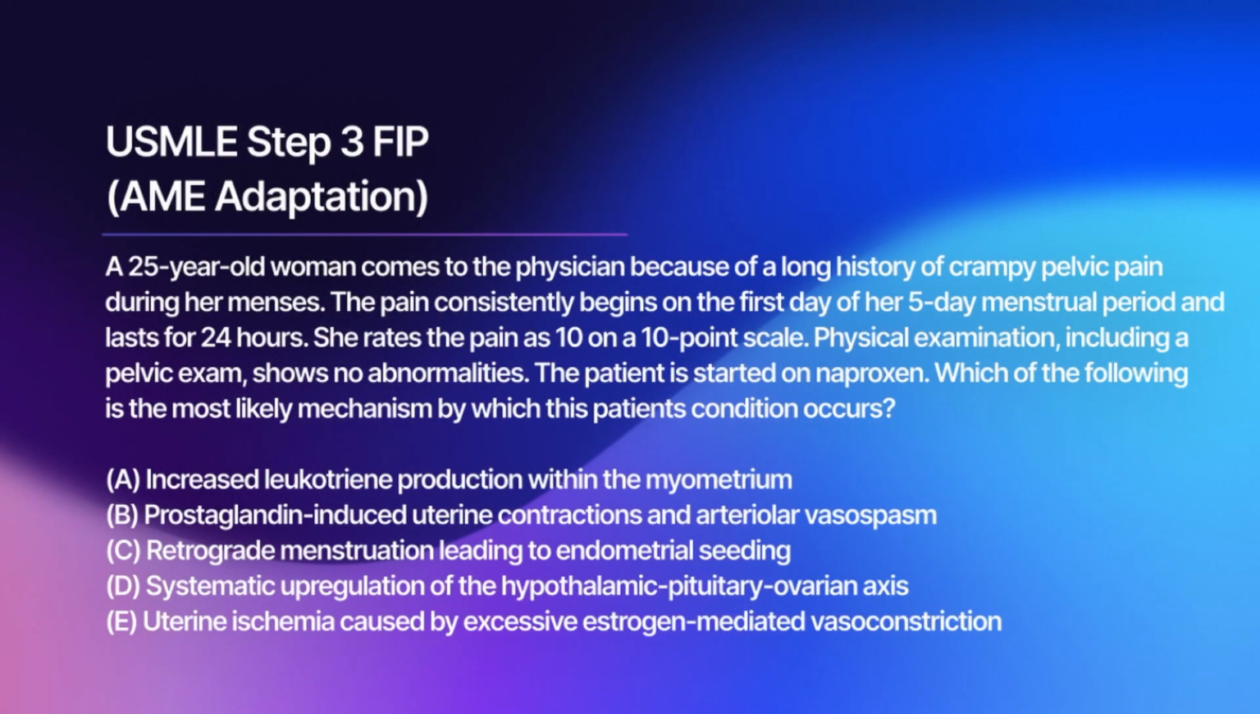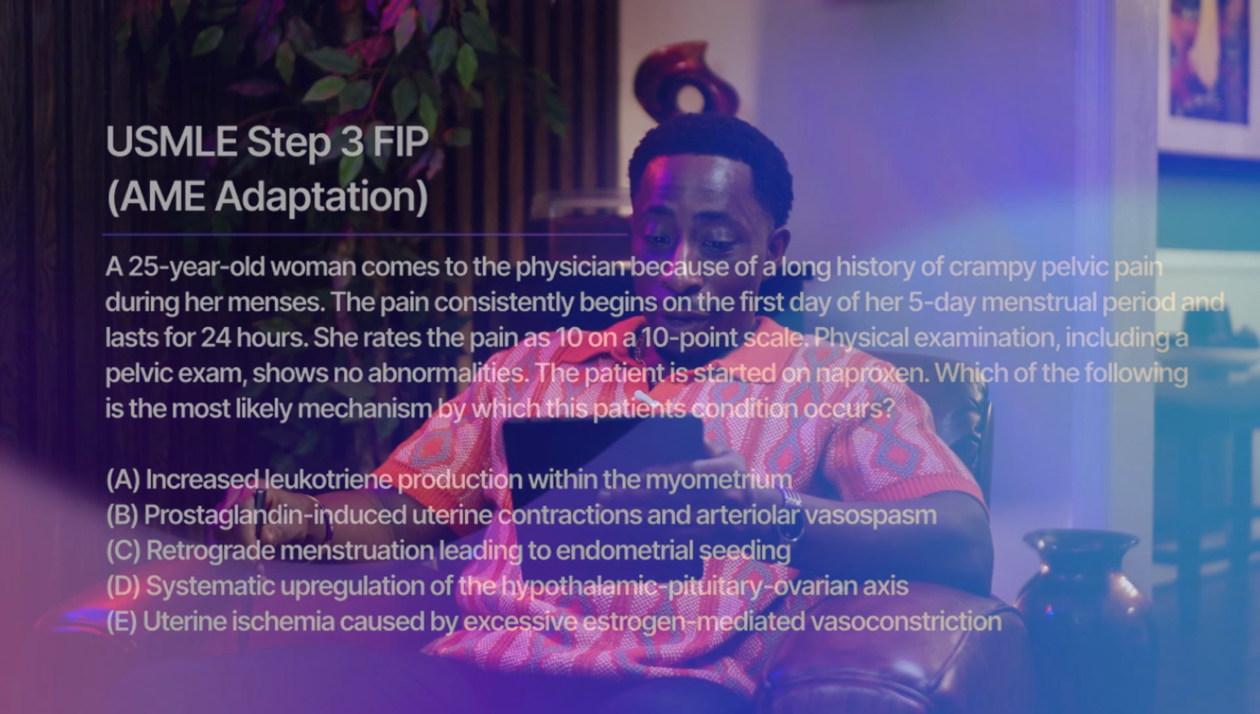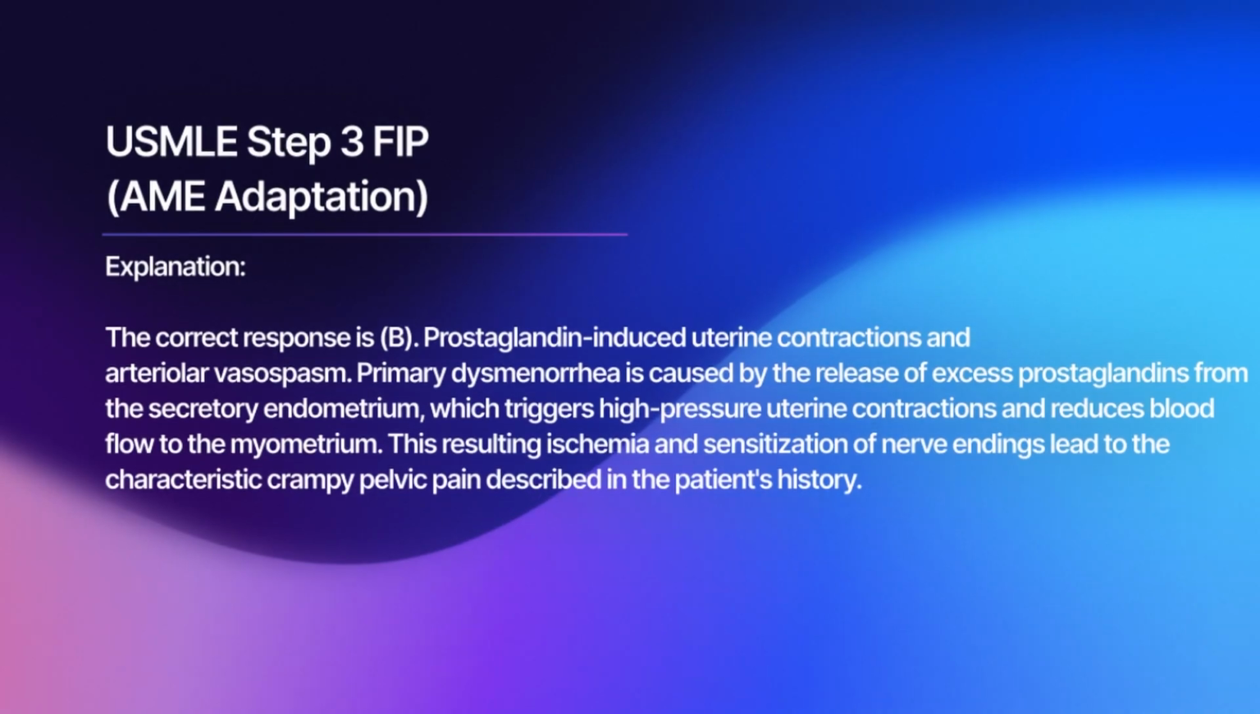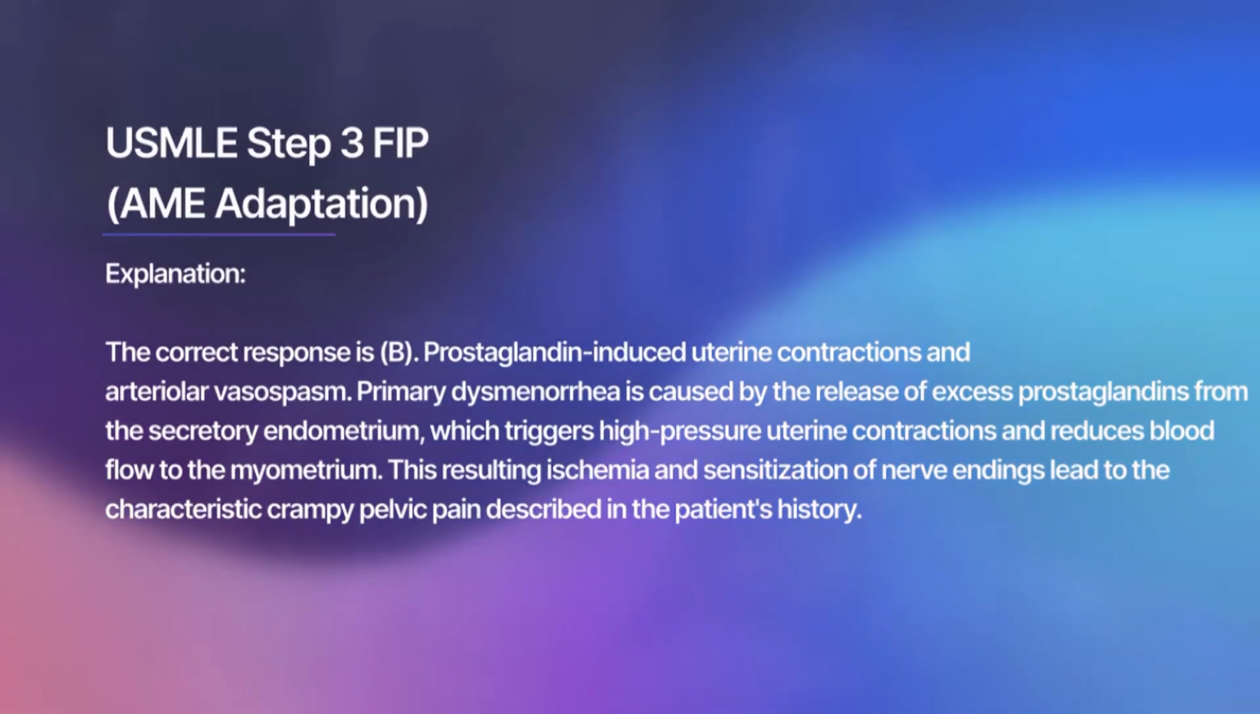B, prostaglandin-induced uterine contractions and arteriolar vasospasm. What do you think? That sounds like it could be right. I mean, it's prostaglandins. I'm liking that. Uterine contractions, that tracks. Arteriolar vasospasms, all of that tracks, because the prostaglandins are hitting the smooth muscle and causing it to constrict inappropriately. So that is leading to the pain as well, and giving us the ischemia. Okay, so we'll hold on that one.